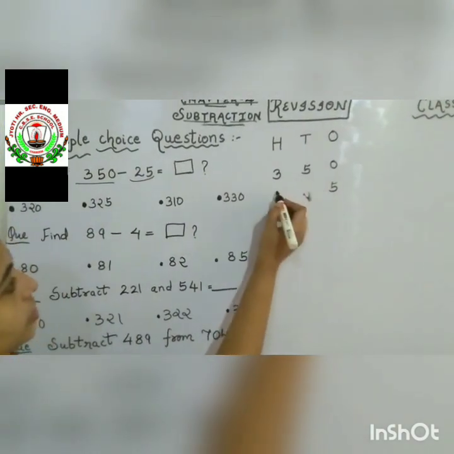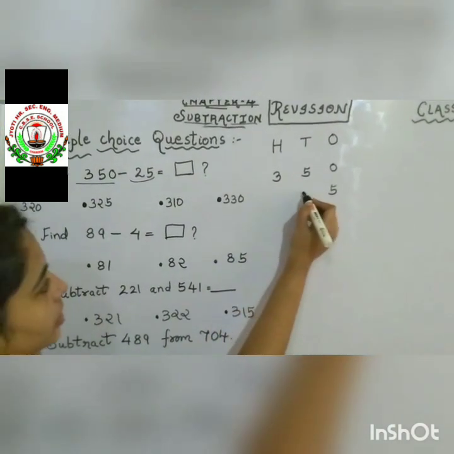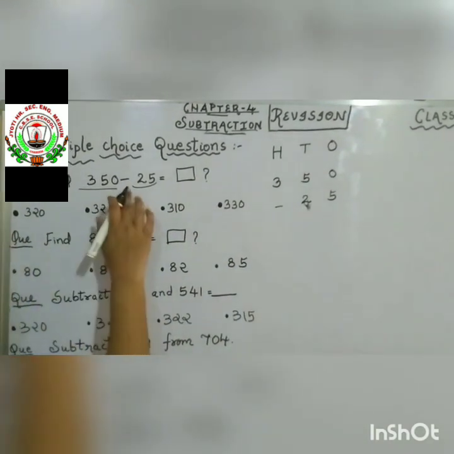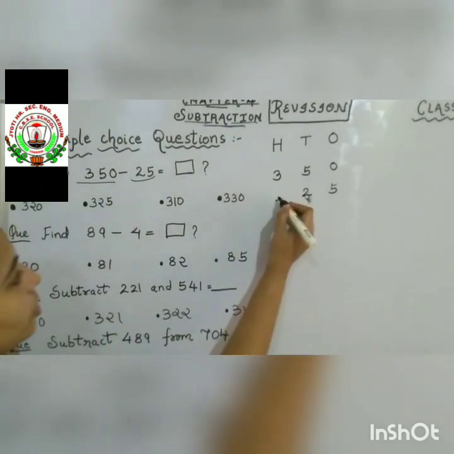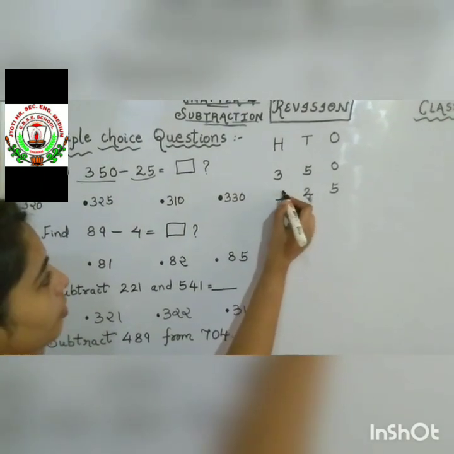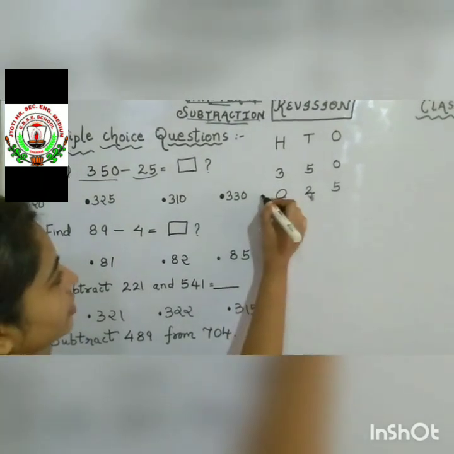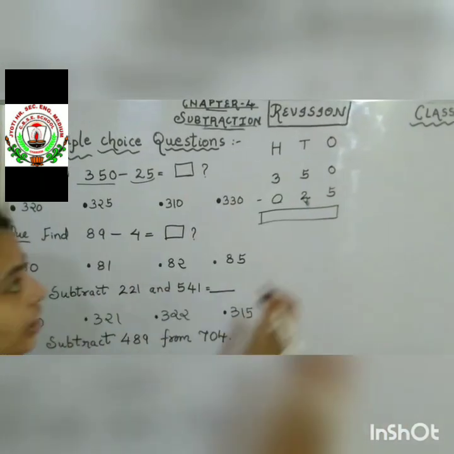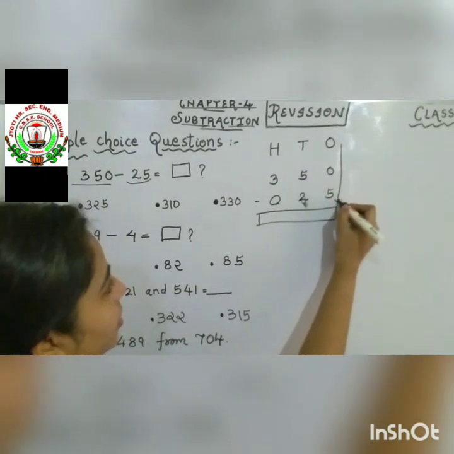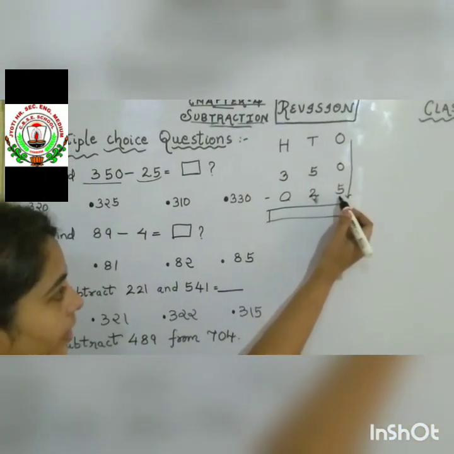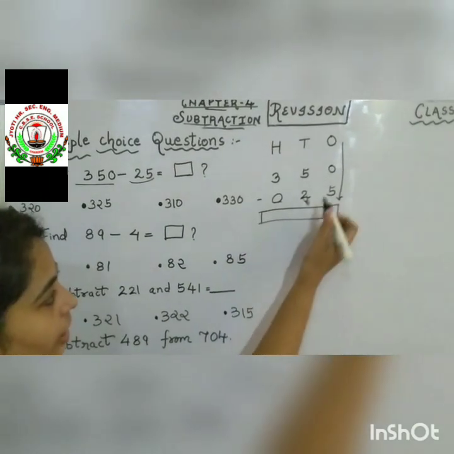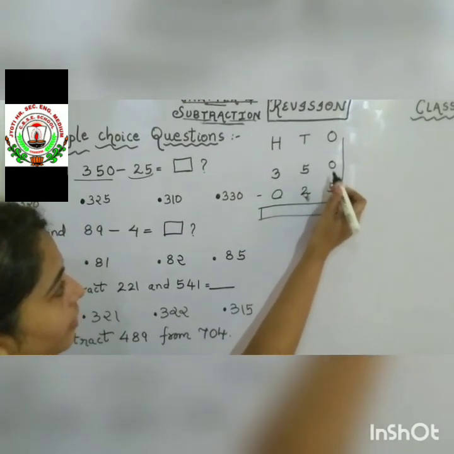Do not write this 2 under the hundreds place. It will come under the tens place. And what about the hundreds place? Is anything more given? No. So either leave the place empty or put 0. Put the subtraction sign, and now let us do the subtraction. Starting from the ones place, children, what numbers do we have? 0 and 5. But we can't subtract 5 from 0.